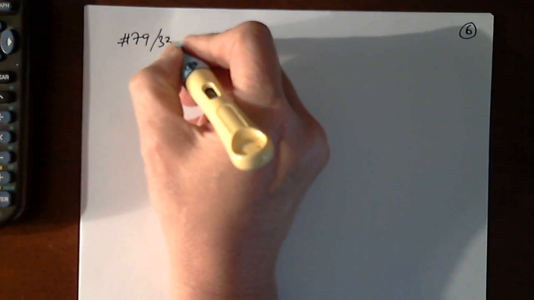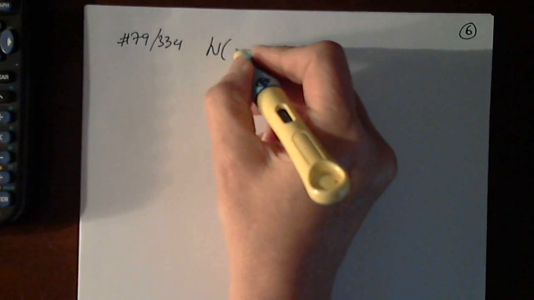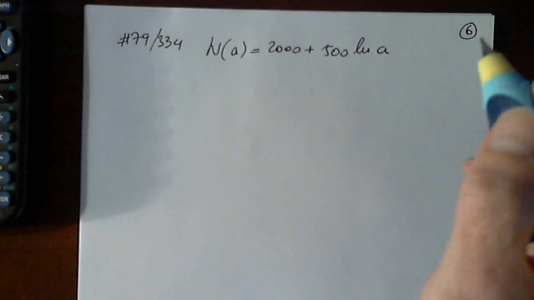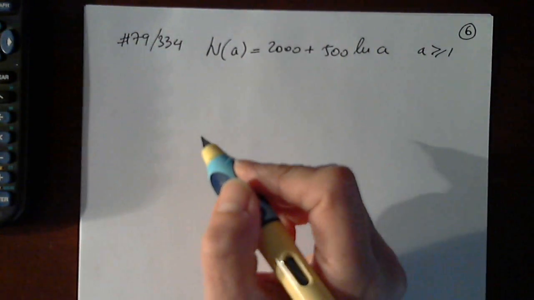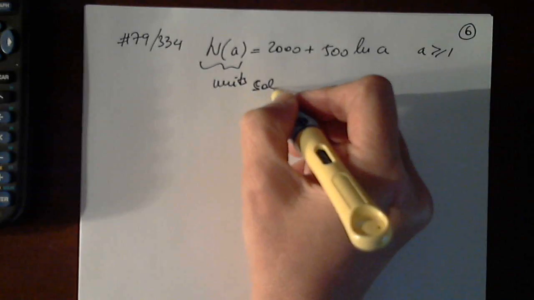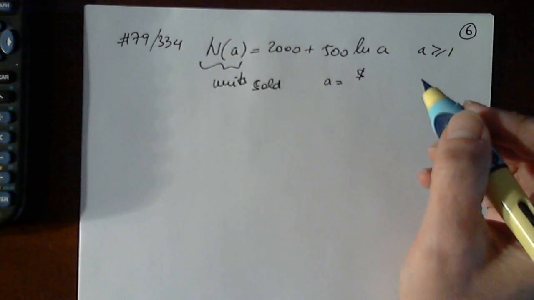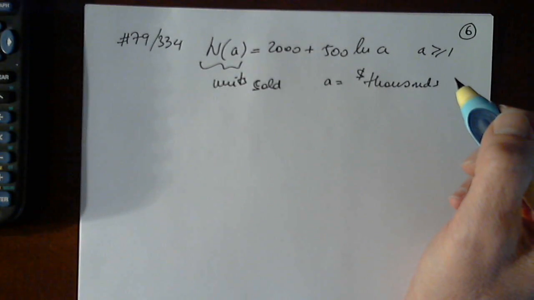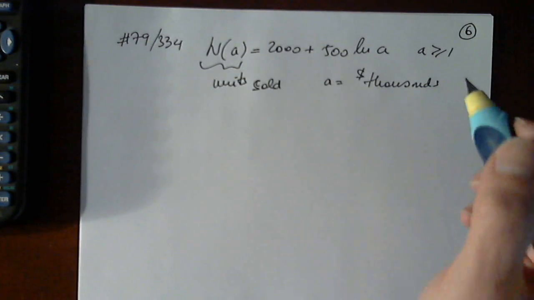So I'm on page 6. Let's say advertising, 79 on page 334. A model for consumers' response to advertising is given by N of a, which is 2,000 plus 500 natural log a, of course, for a greater than or equal to 1. N of a is the number of units sold, and a is the amount spent on advertising, a in thousands.